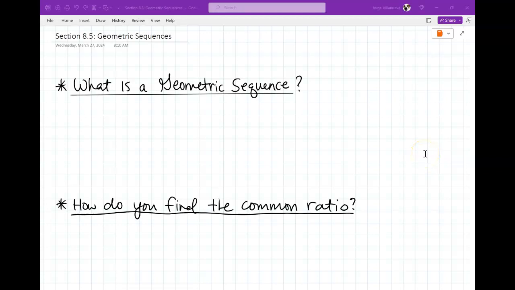All right, so last section for this week, section 8.5, geometric sequences. Geometric sequences are another form of sequences.